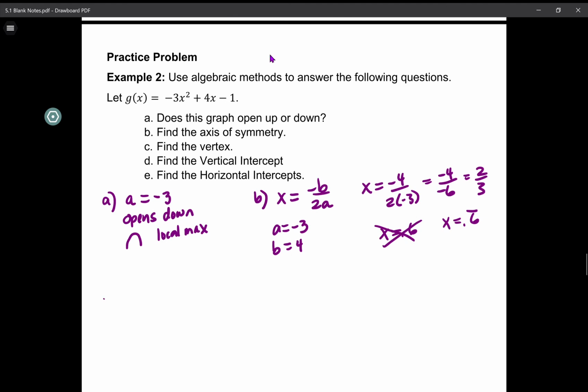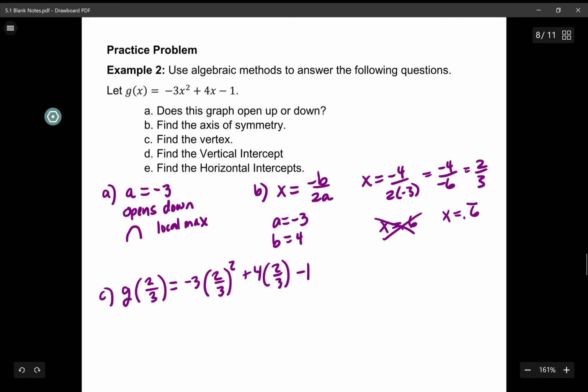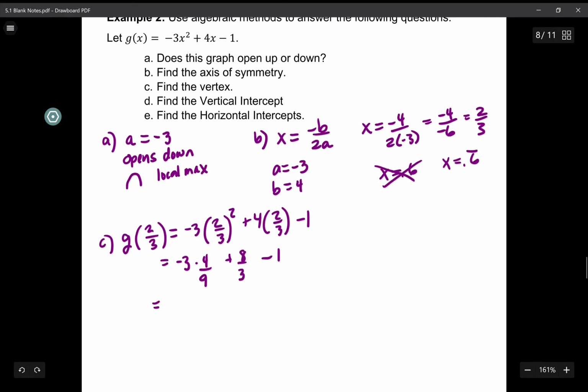Find the vertex. Well, I know the vertex always occurs at the X value of the axis of symmetry. So I'm going to find G of my X value, which is 2/3. -3 times 2/3 squared plus 4 times 2/3 minus 1. Plug this guy in. -3 times 2/3 squared is -4/3... that is, 4/9 times -3, plus 8/3 minus 1. All right, so that's -12/9 plus 8/3 minus 1.